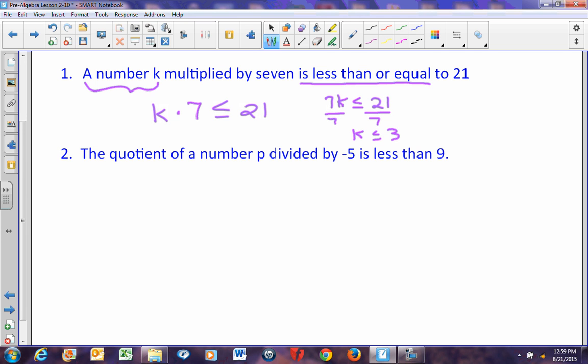So our answer here would be twofold. One answer is the inequality itself. The other answer is the solution to that inequality. So there's our inequality, and there is our answer to the inequality.